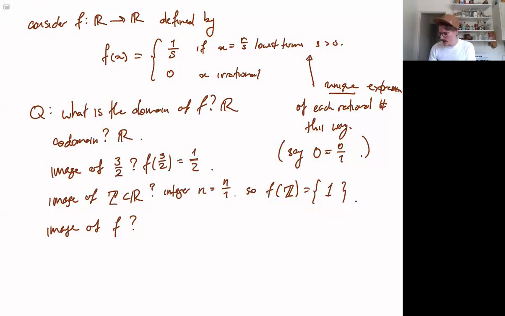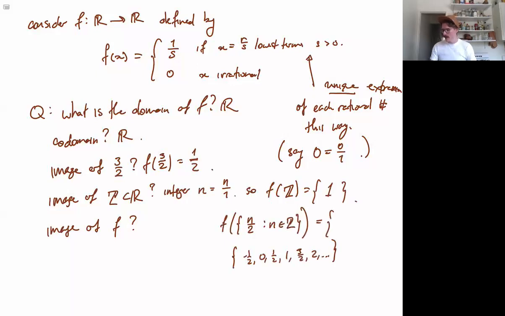If you wanted to ask about, for example, f of n over 2, this is like integers and half integers. So it's like -1/2, 0, 1/2, 1, 3/2, 2, etc. The image of this would be, well, it's basically the denominators that you're getting. So we still have 1, but now we also have 2.